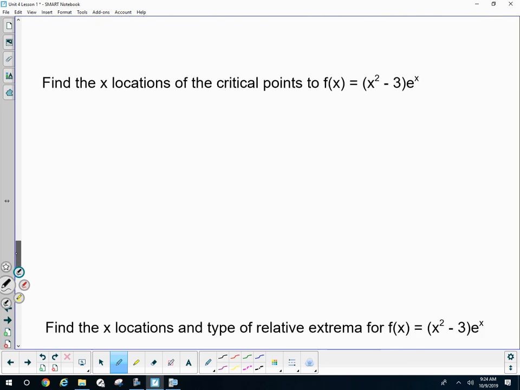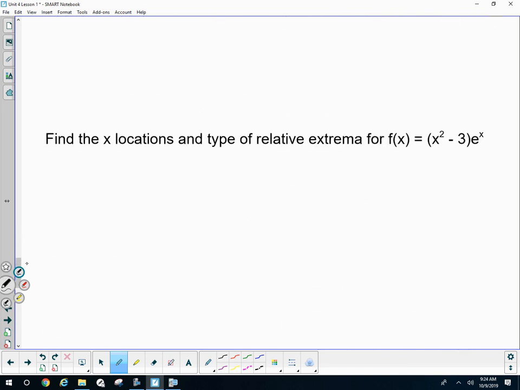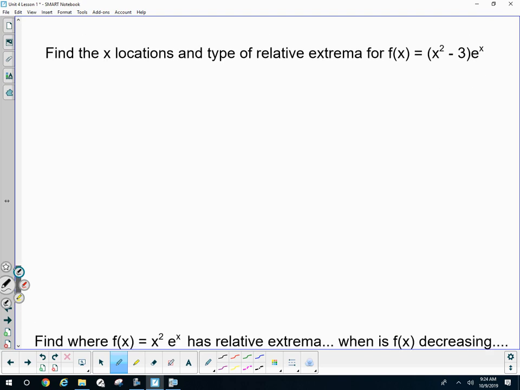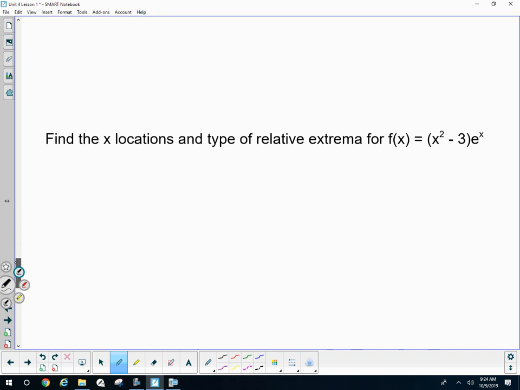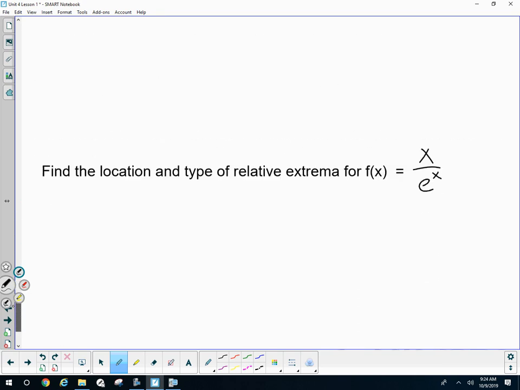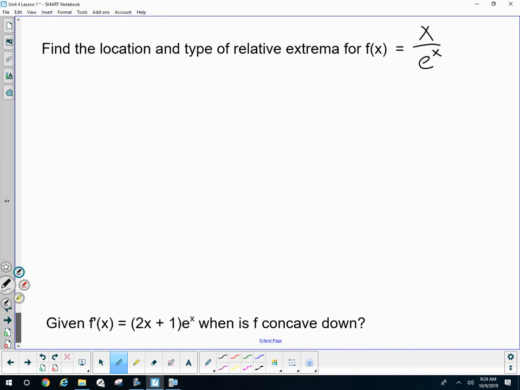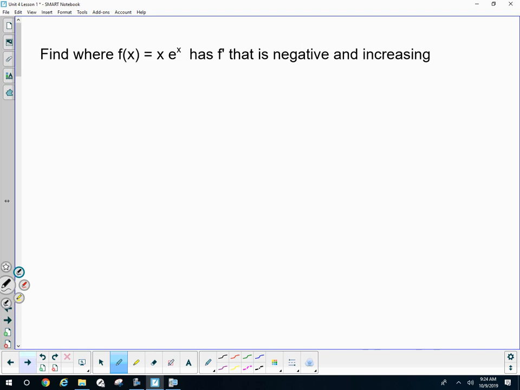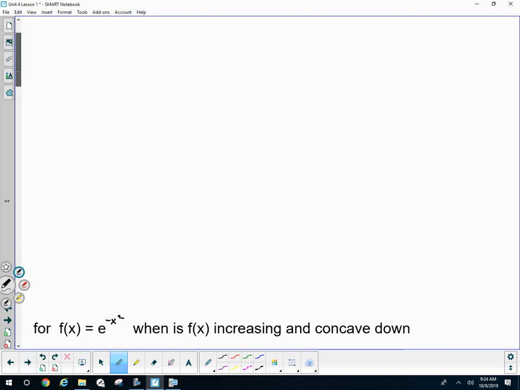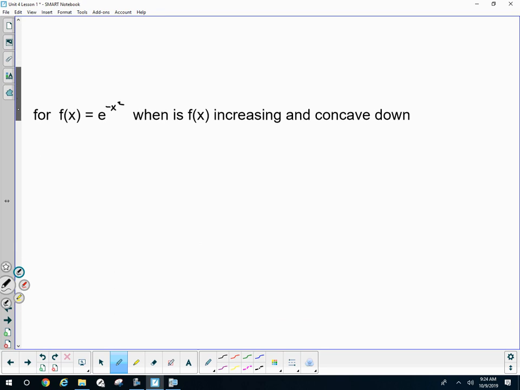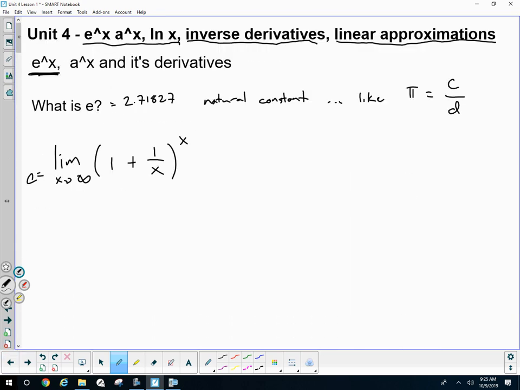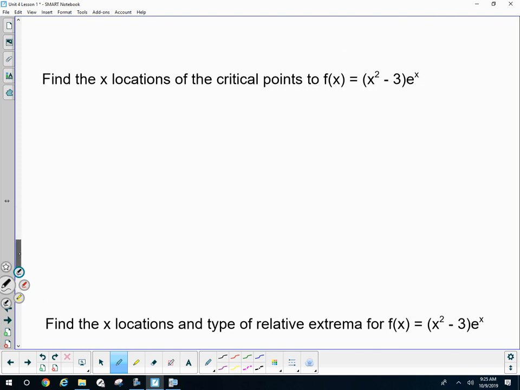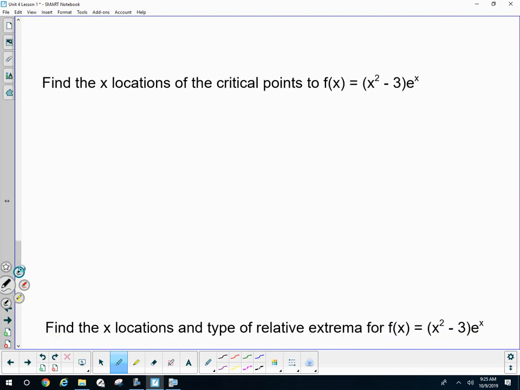Okay? And now we get into more things that we did last unit, only with e to the x. So like critical points, locations of relative extrema, concavity. When are we having derivatives that are negative and increasing? So we'll look at the first and the second derivative. When is f increasing and concave down? All of this stuff we will need to be able to do from last unit with ease. And we'll find some commonalities with them.